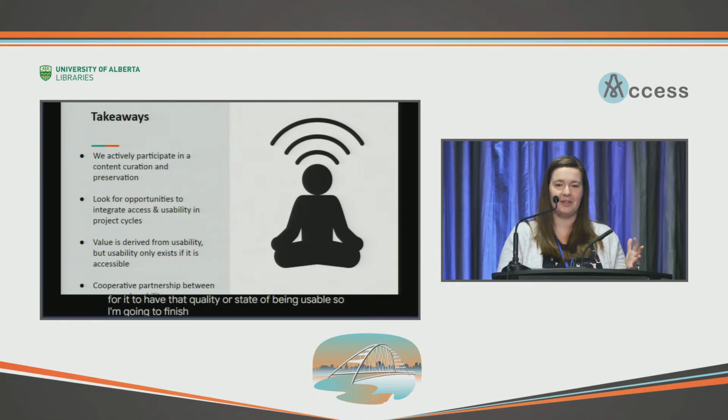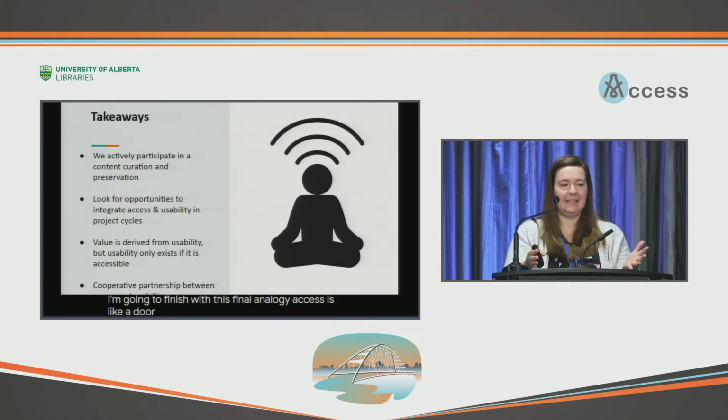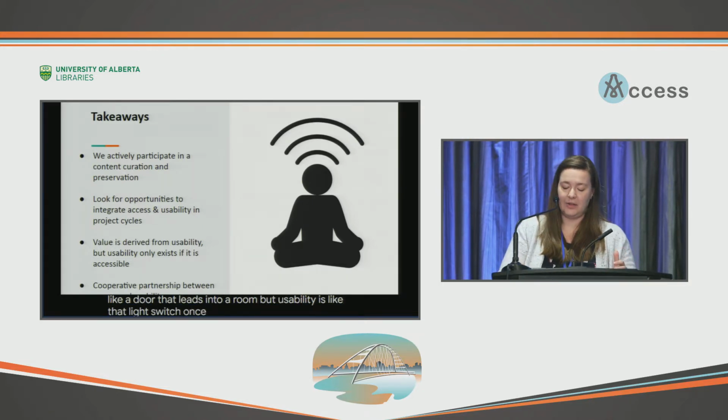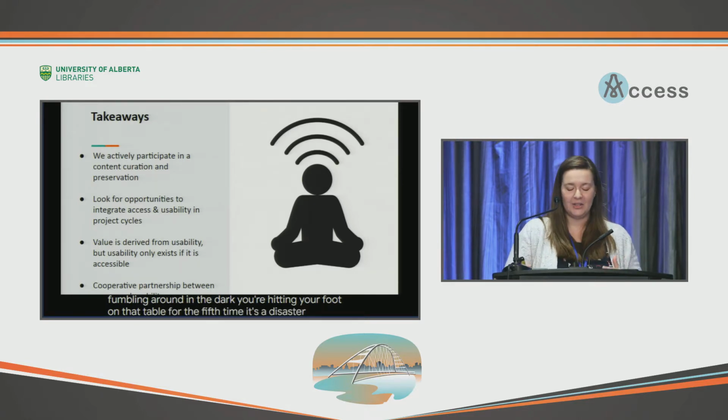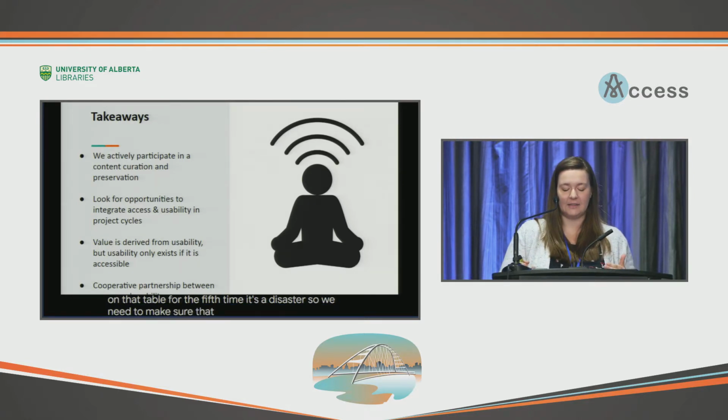And so I'm going to finish with this final analogy. Access is like a door that leads into a room, but usability is like that light switch once you enter that room, and you need both. Without that light switch, you're just fumbling around in the dark, hitting your foot on that table for the 5th time. It's a disaster. So we need to make sure that access and usability cooperate in partnership.